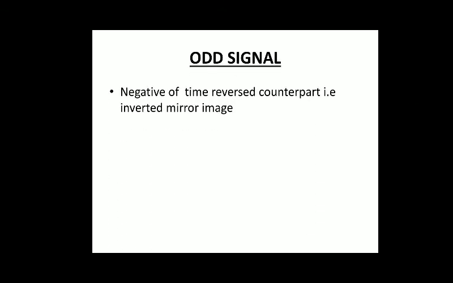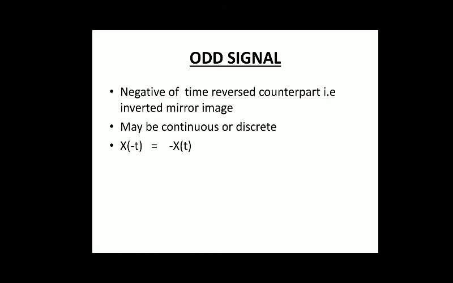Now the odd signal. An odd signal is not a mirrored image but an inverted mirror image. Similarly, it also can be continuous or discrete, and it obeys a formula: x of minus t must be equal to minus x of t for a function to be an odd signal. So if you are given a random signal and asked to determine whether it is an odd signal or not, you have to put the value of t equal to minus t and see if it is equal to minus x of t or not. If it is, then it will be an odd signal.